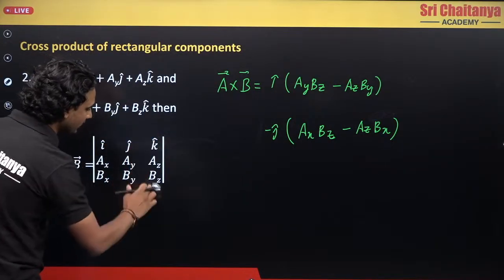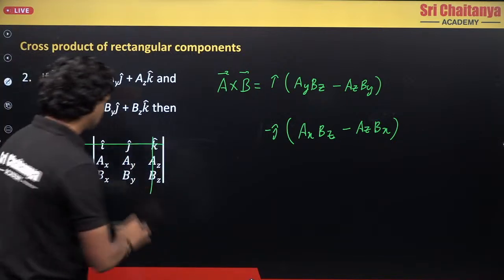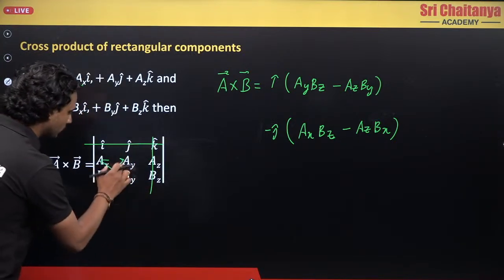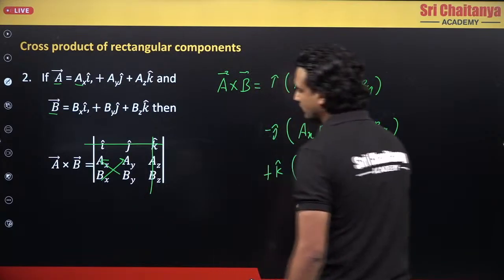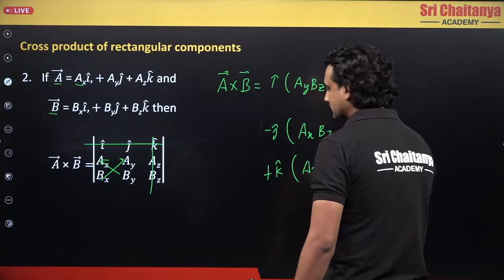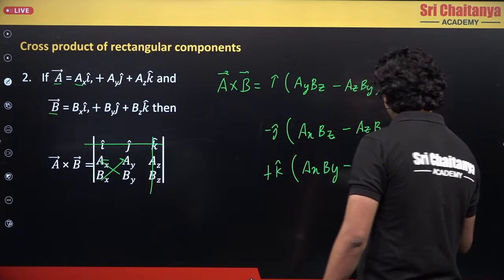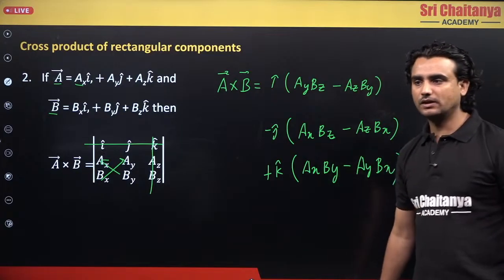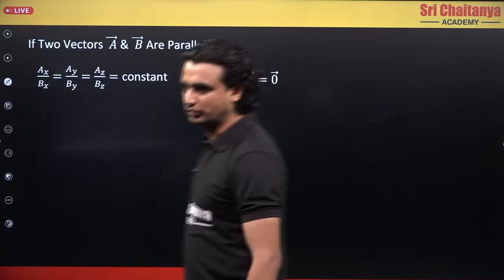So when I take this k, I will hide this and hide this, and cross multiply here. So what do I get? Finally I will get plus k, and this will be equal to ax by minus ay bx. Clear? So this is how I will find A cross B in my questions.